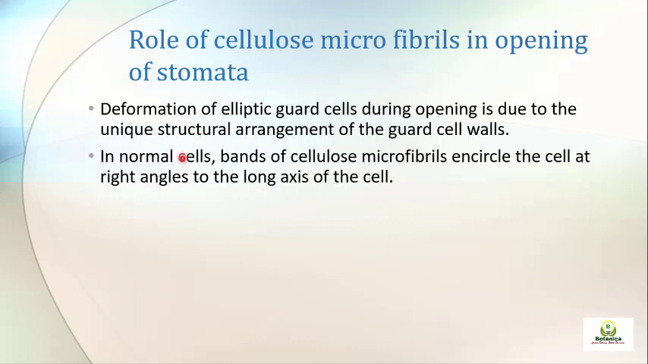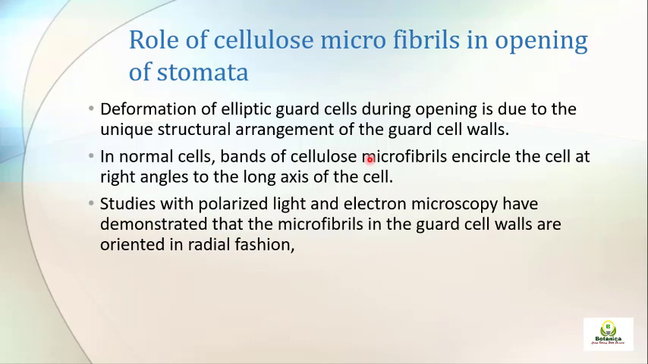So in the normal cells, that is, all the cells other than the guard cells, there are bands of cellulose microfibrils that encircle the cell at a right angle to the long axis of the cell. So they are present at a right angle to the long axis of the cell. Normally the arrangement of cellulose microfibrils is like that; we can say that those microfibrils are present at a right angle to the long axis of the cell.